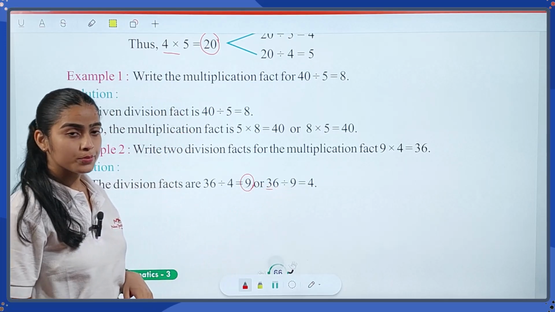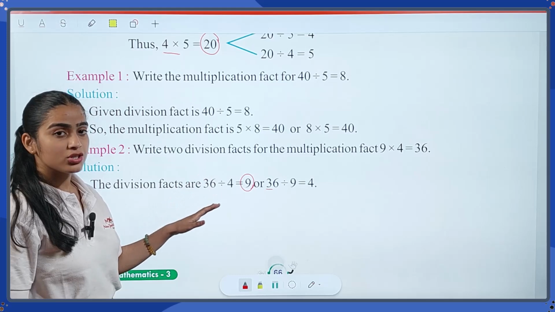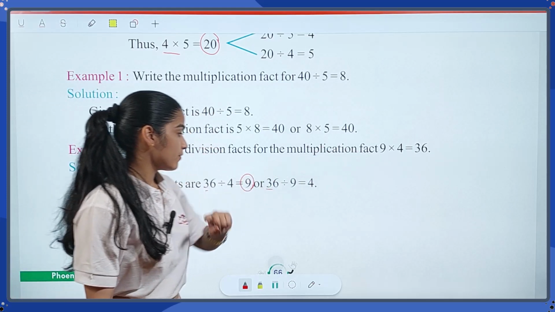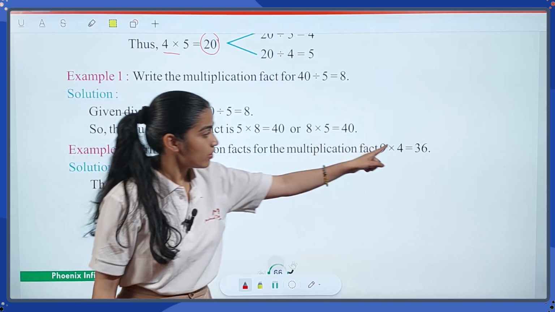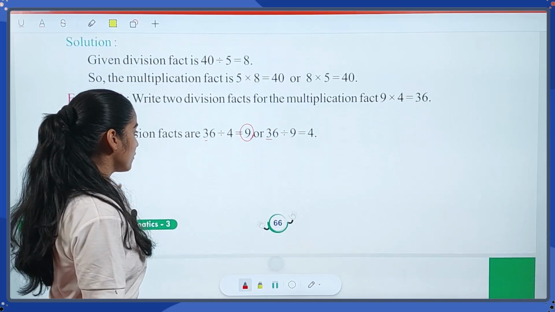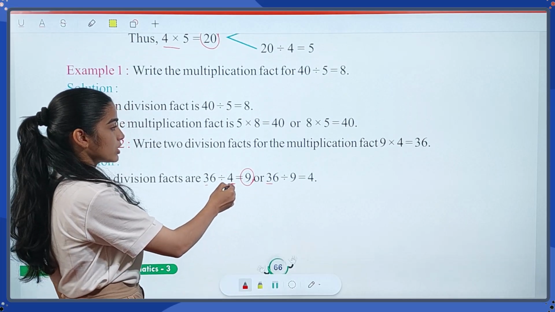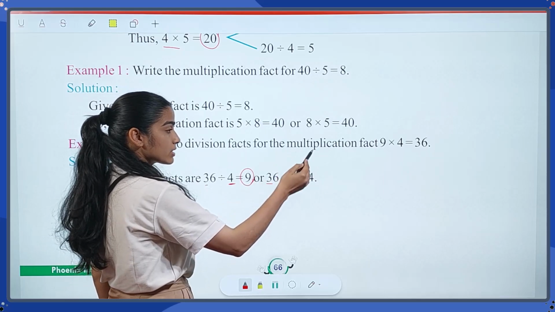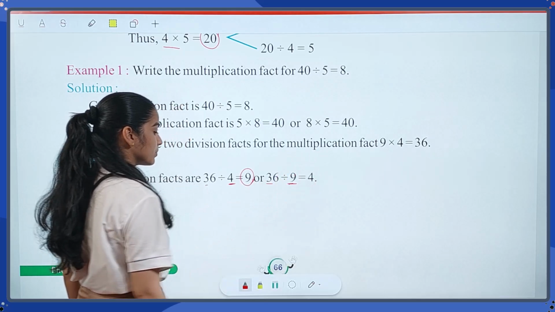Okay students, I hope this is clear to you. You just have to change the numbers. If you divide 36 by 4, what do you get? 9. If you divide 36 by 9, what do you get? 4. At the end you have the same numbers, 9 and 4. If you take 4, the next number is 9. If you take 9, the next number is 4. So your answer will be 4.